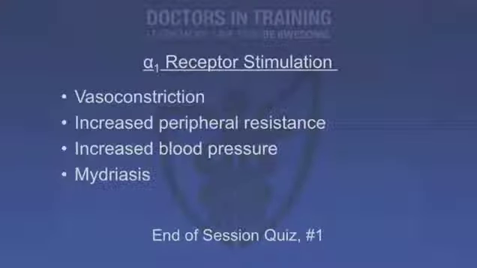All right, let's go through the answers to your end of session quiz. First question, what are the effects of alpha-1 receptor stimulation? So alpha-1 receptor stimulation is going to cause vasoconstriction, which will lead to increased peripheral resistance, which will increase the blood pressure. It will also cause mydriasis.